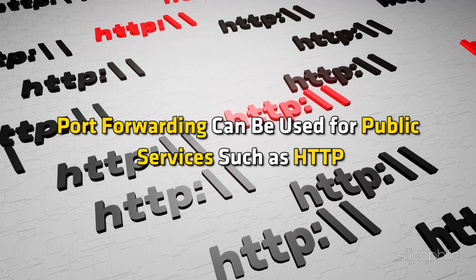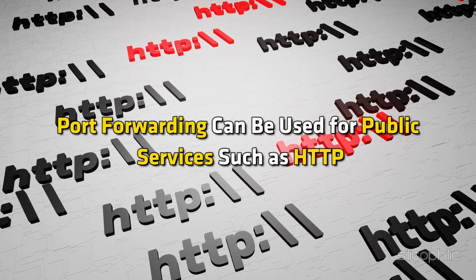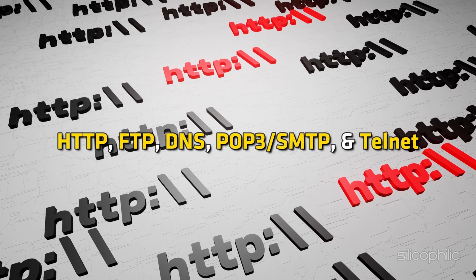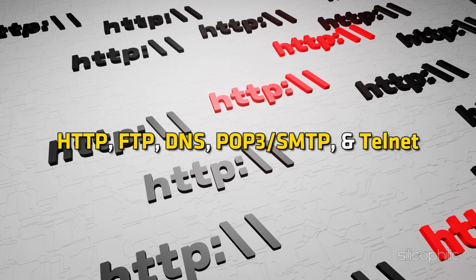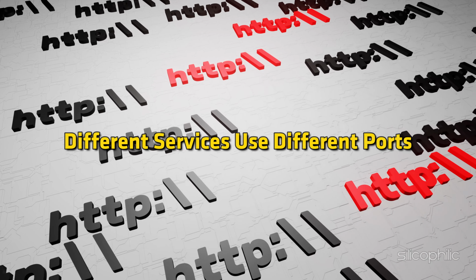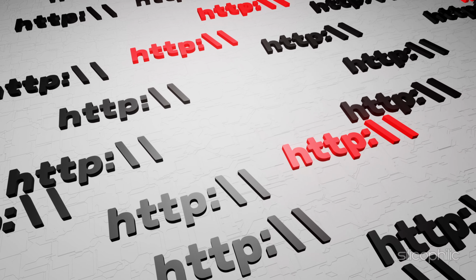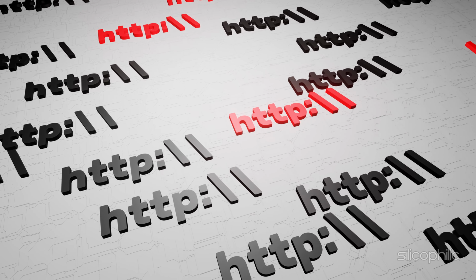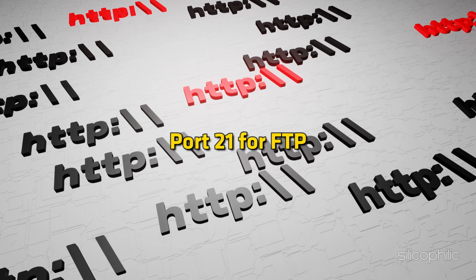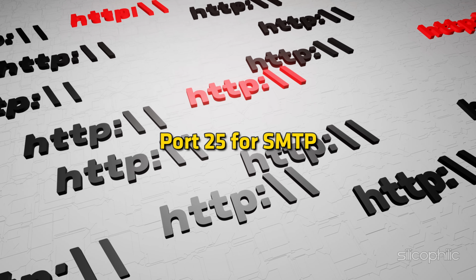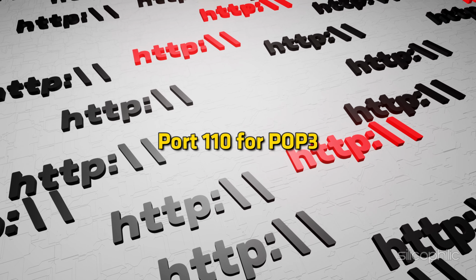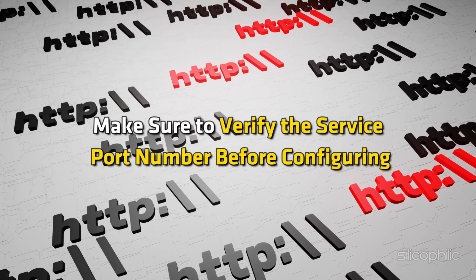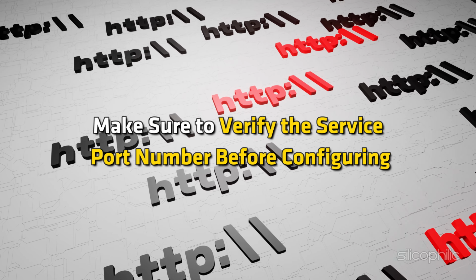Port forwarding can be used for public services such as HTTP, FTP, DNS, POP3 or SMTP, and Telnet. Different services use different ports. Port 80 for HTTP, port 21 for FTP, port 25 for SMTP, and port 110 for POP3. Make sure to verify the service port number before configuring.